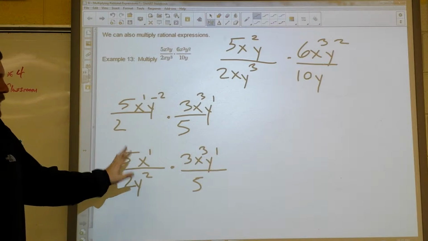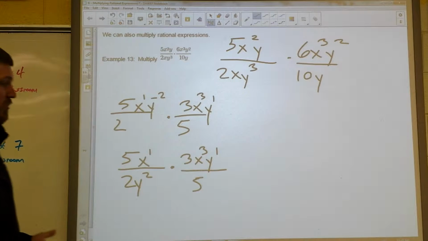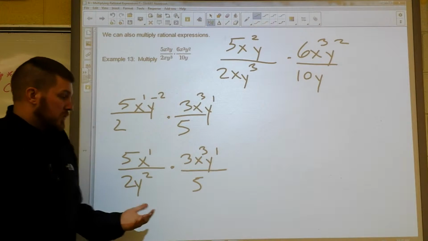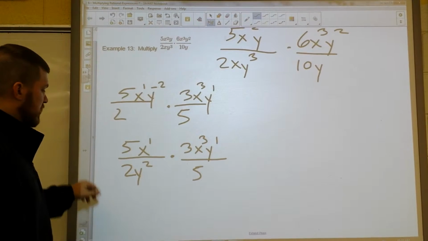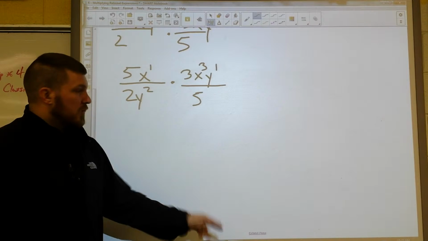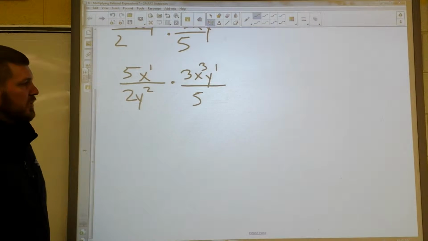Now we're ready to multiply these rational expressions together. So we had to do a lot of scratch work before we could even multiply. But that scratch work helped clean it up a little bit. Sometimes it's going to clean it up a lot. Sometimes, like in this problem, it's only cleaning it up a little bit. But some is better than none.